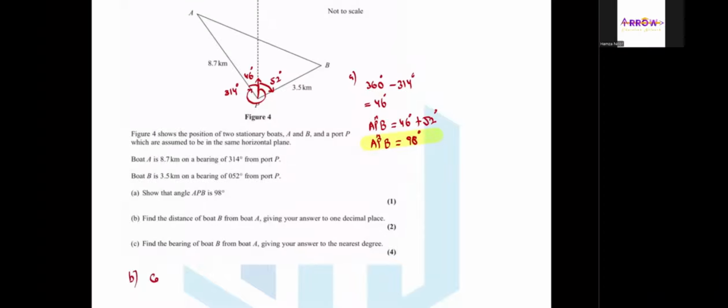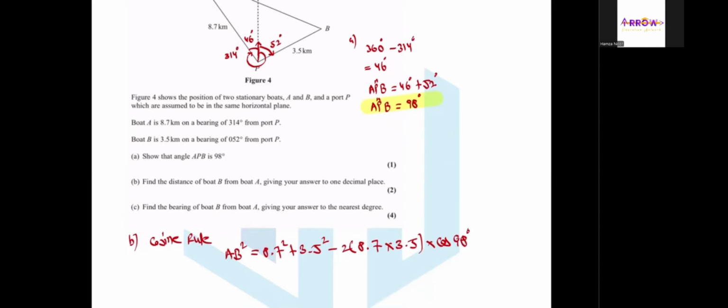Okay, so for part B, I'm going to do the working over here. We are going to use the cosine rule. So AB square is equal to 8.7 square plus 3.5 square minus 2 times 8.7 times 3.5 multiplied by cos 98 degrees. Okay, so just put this complete expression in your calculator: 8.7 square plus 3.5 square minus 2 times 8.7 times 3.5 multiplied by cos 98 degrees.